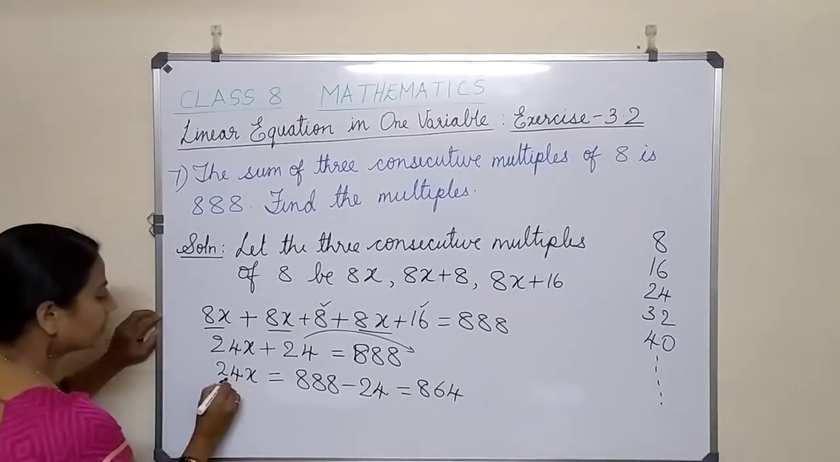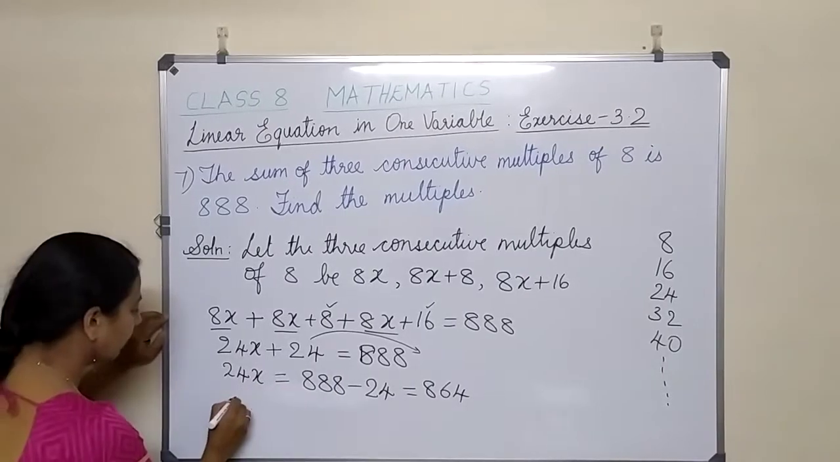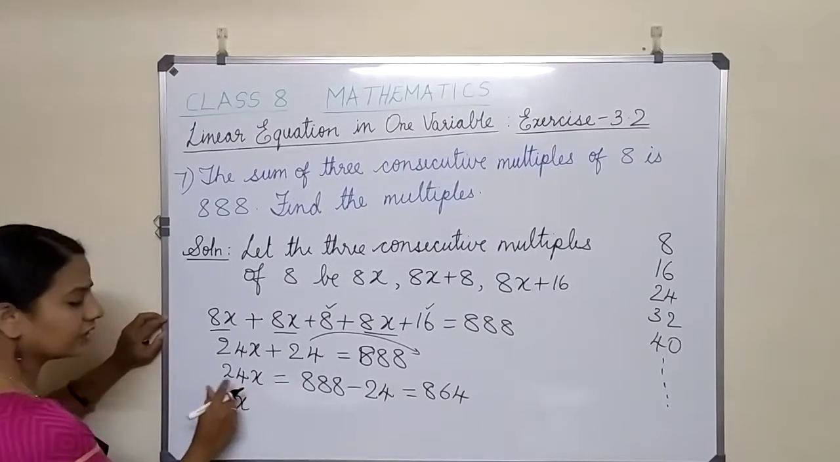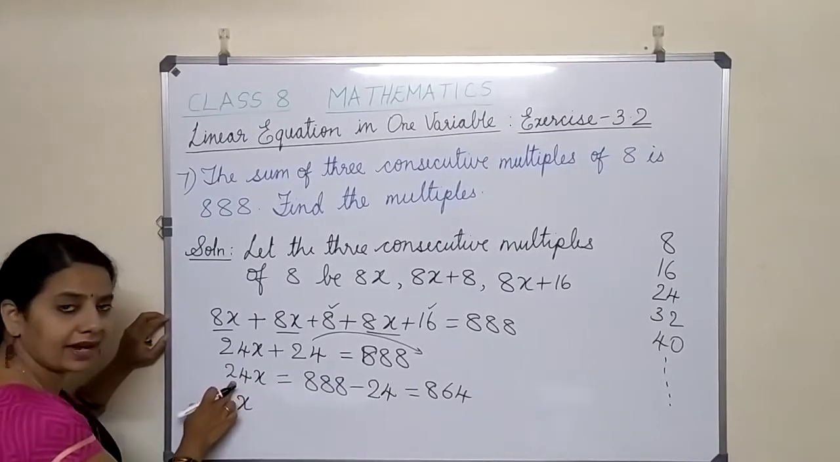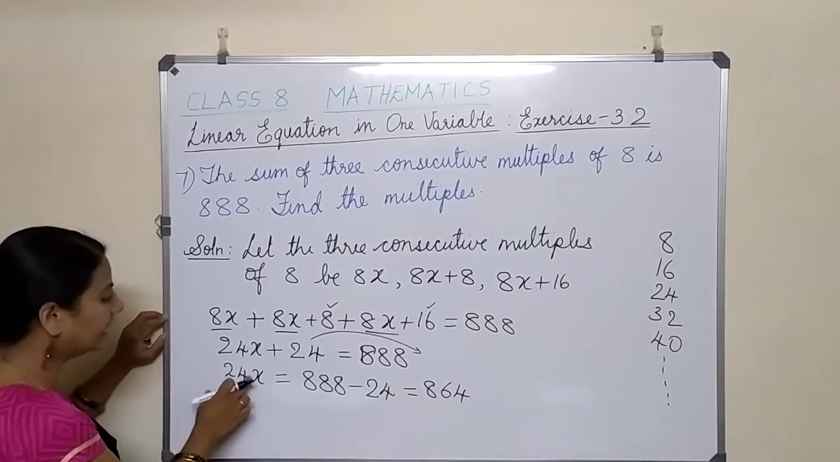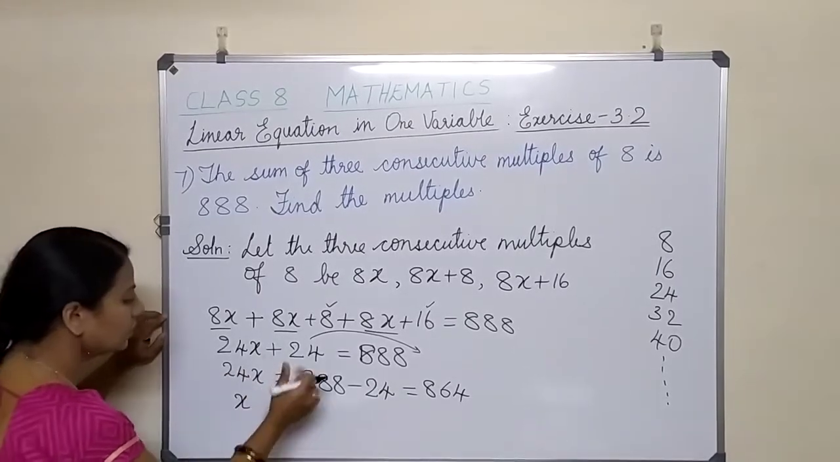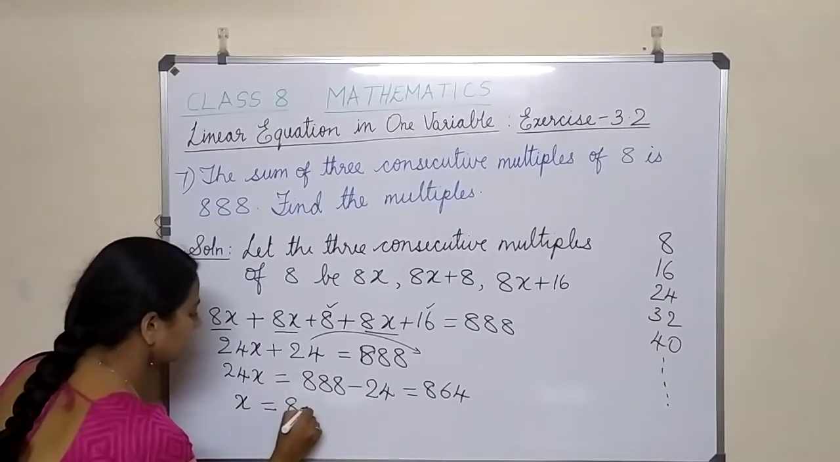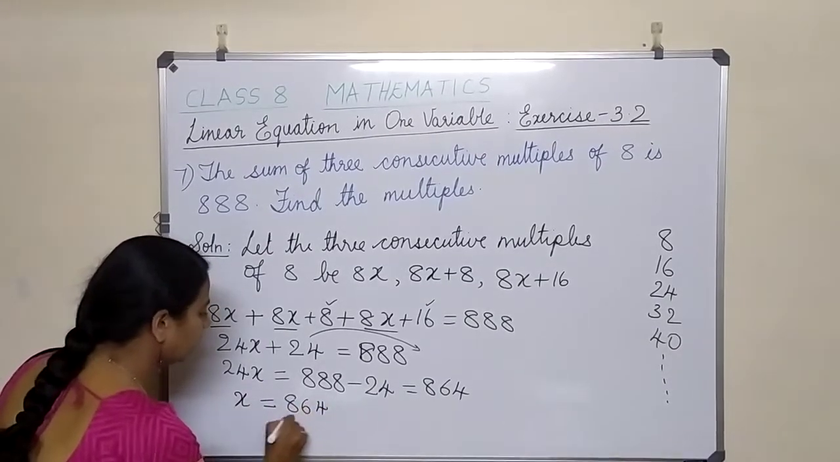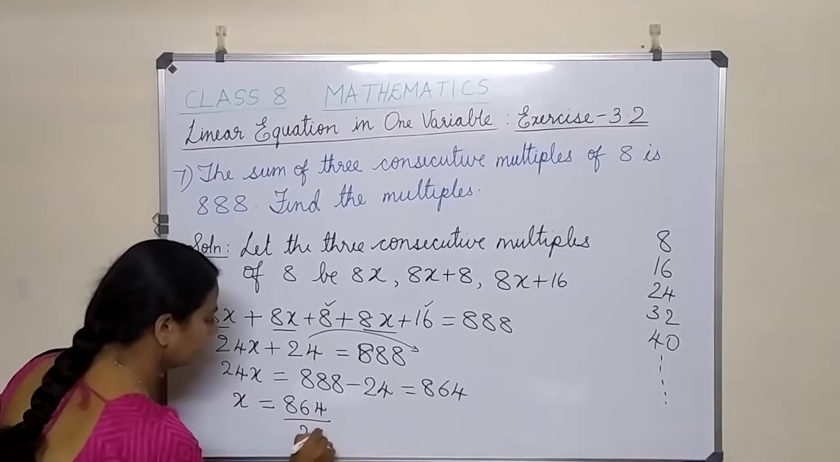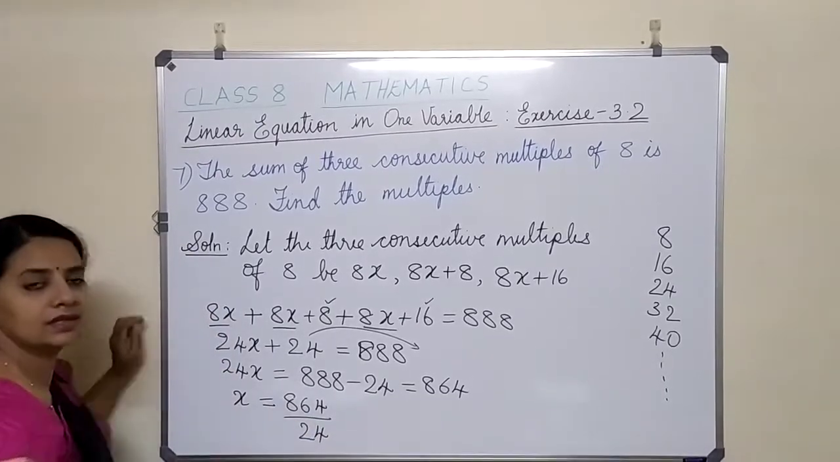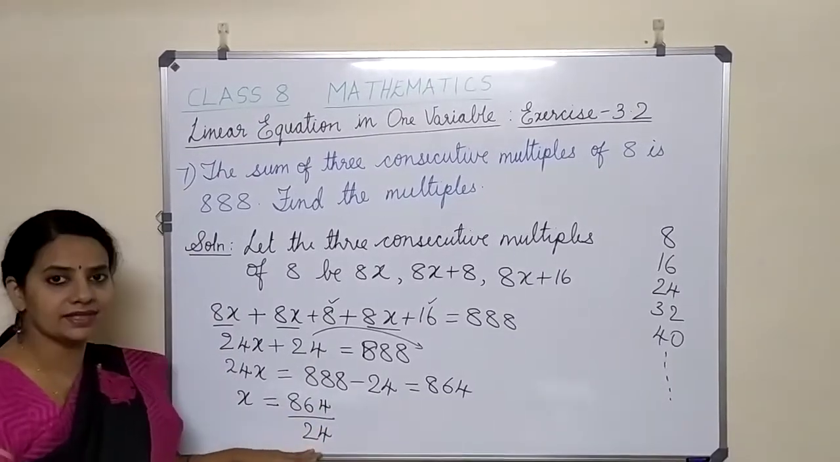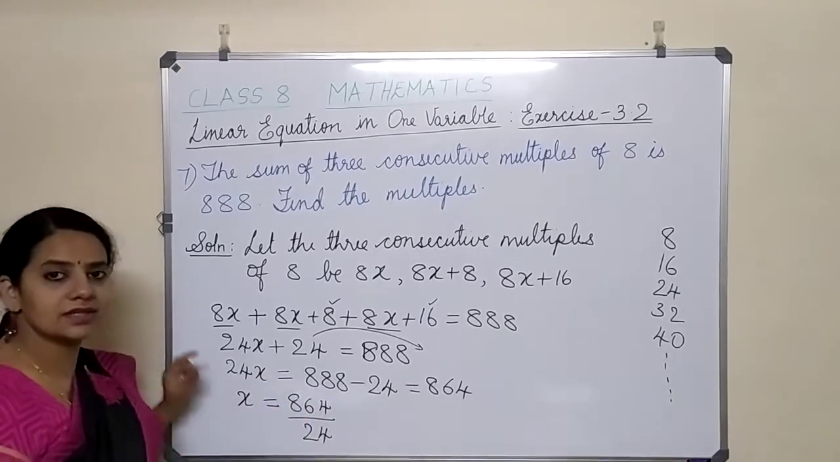Now we are going to shift this 24 to the other side. How do we do that? Now it is associated as multiplication. It's a multiplicand here, 24 into x. So when this goes to the other side, it becomes a divisor. So it is 864 divided by 24. This 24 I have taken to the other side as a divisor. Now simplify this. Okay.